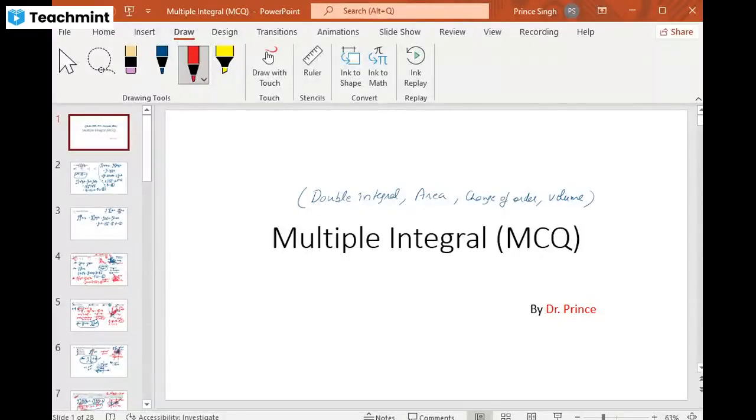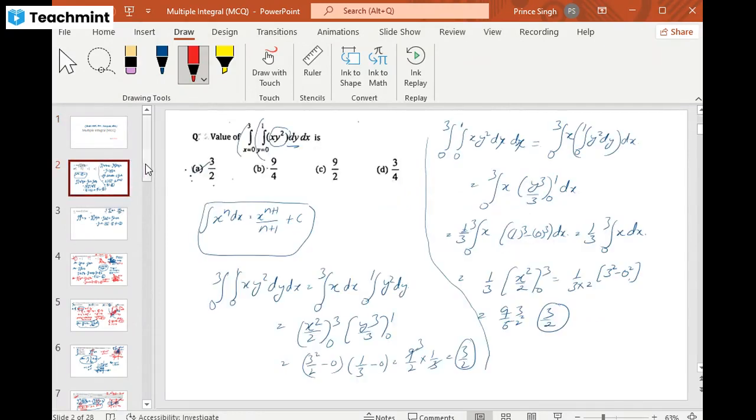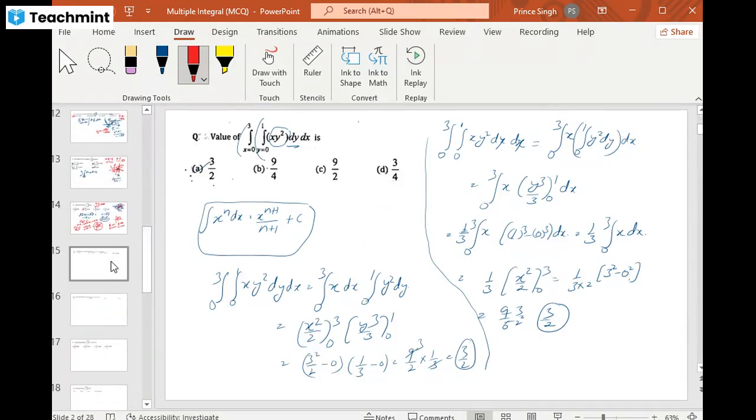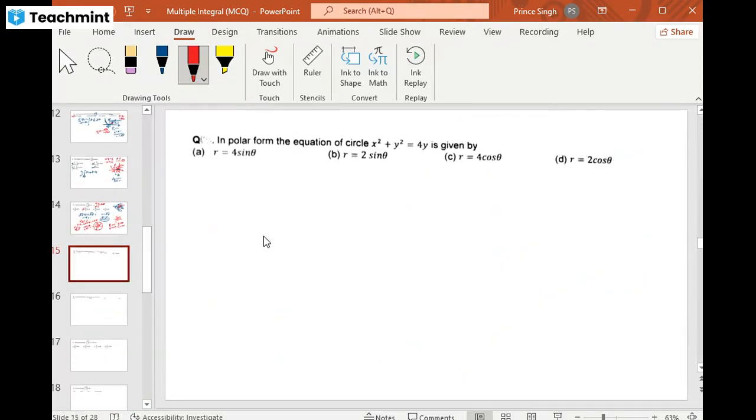Hello student, this video is a continuation to the previous video where we have started the MCQ type problems based on the multiple integral. There we have discussed some problems based on double integration, how we find the area, and how we change the order of integration. So now let us continue with the next problem.